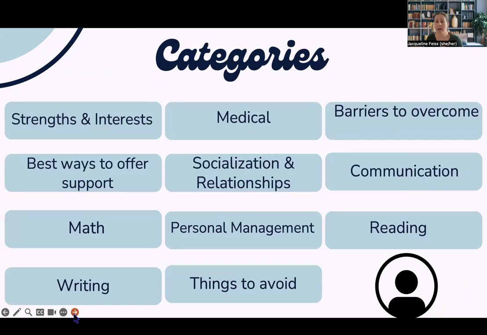The categories that this process covers are strengths and interests, anything medical, barriers or obstacles that the student needs to overcome, best ways to offer support from the adult or from the peer perspective, socialization and relationships, communication, math, personal management, reading, writing. And in all of these categories, what do we want to avoid?